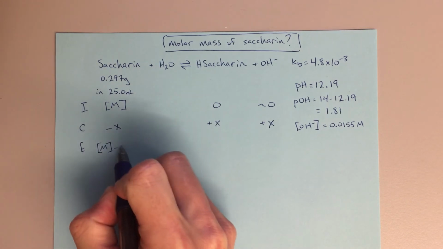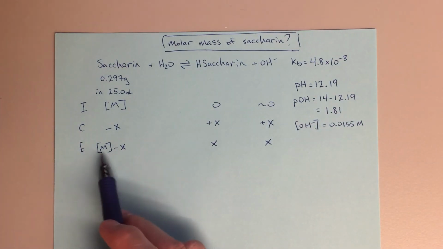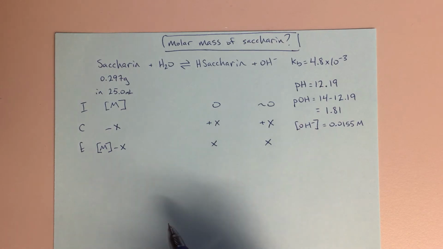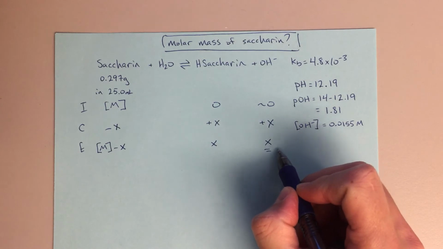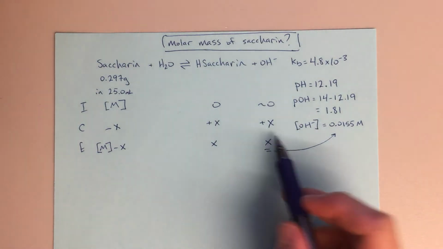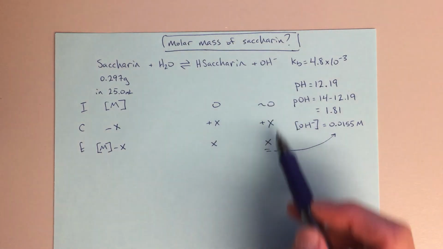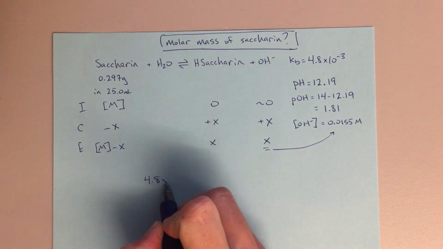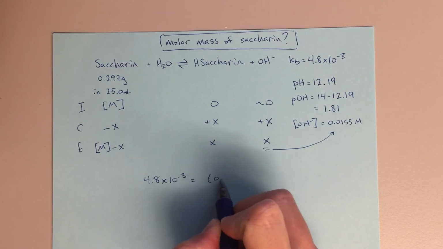So my equilibrium line: M minus X, where M, this molarity, is my initial concentration of saccharin, and X and X for H saccharin and OH minus. And this X value, we already found right over here. So that is going to be equal to 0.0155 molar. That's my concentration of OH minus at equilibrium. So now I can write out my Kb expression with the numbers inserted.